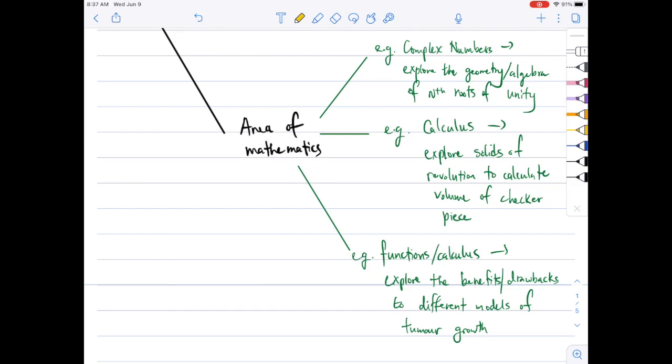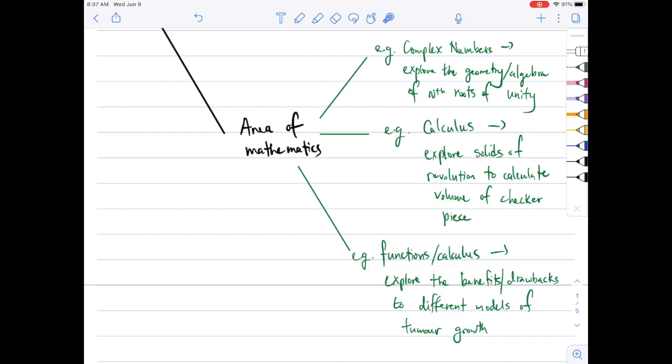So he kind of used the concept of solids of revolution to help calculate the volume of a checker piece. And that volume also represented the amount of materials he needed to recreate a checker set. And so it was interesting, but he started with just calculus. He enjoyed calculus.